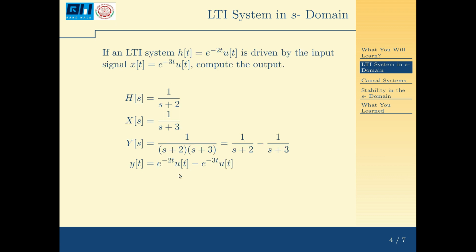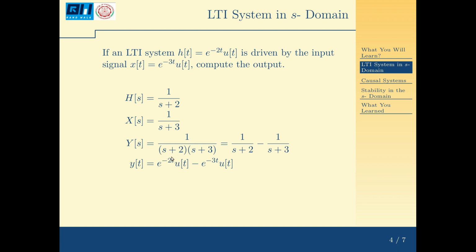Now let us use this method to compute the output of an LTI system whose impulse response is e raised to minus 2t u(t), that is driven by the signal x(t) equal to e raised to minus 3t u(t). So H(s) is 1 by s plus 2, because h(t) is e raised to minus 2t u(t). You know that a signal e raised to minus alpha t u(t) has a transform of 1 by s plus alpha. So here H(s) is 1 by s plus 2 and X(s) is 1 by s plus 3. So Y(s) is H(s) into X(s), that is 1 by (s plus 2)(s plus 3).